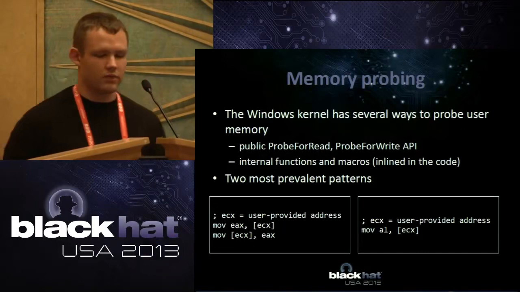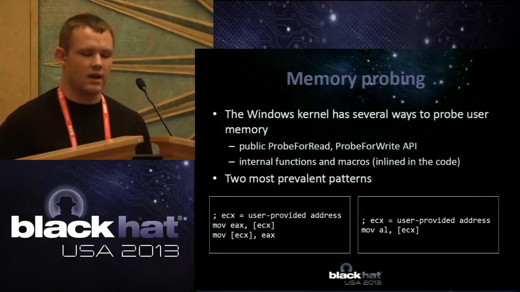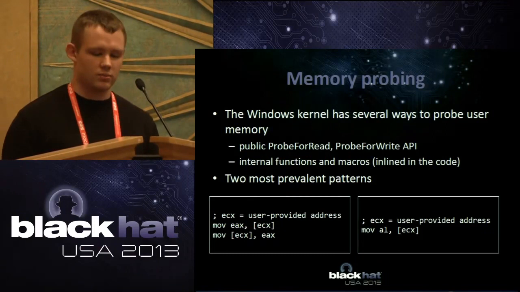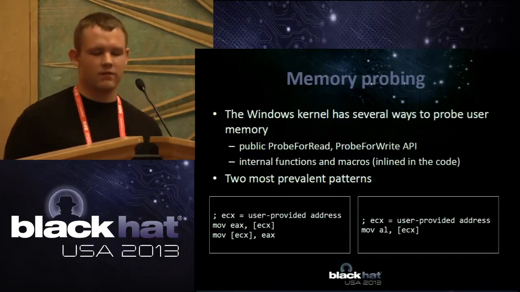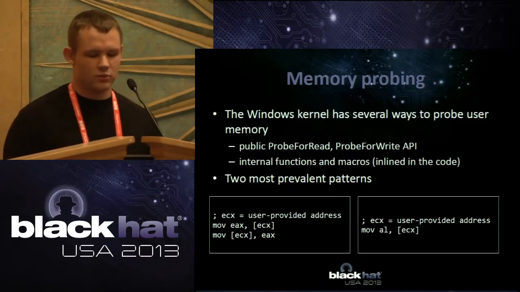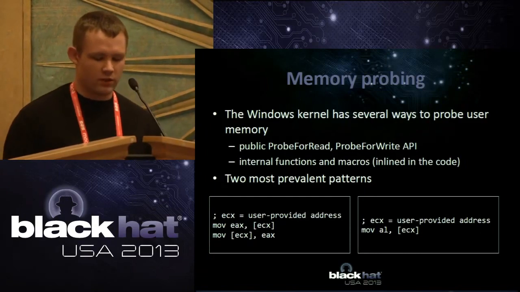And the most prominent type of false positive that we had to deal with was memory probing, because you probably know that one of the Windows kernel design decisions is that before using a user-provided pointer, you actually have to probe it to find out whether this is a valid pointer and points to mapped memory. So you have several public functions to do that, such as ProbeForRead and ProbeForWrite, but it turns out that the kernel itself also has several internal functions and internal macros for that. So the two most prevalent patterns that were responsible just for doing the probing are the two listed here. The first one is for checking whether the memory is writable, and the other one for checking whether the memory is readable.